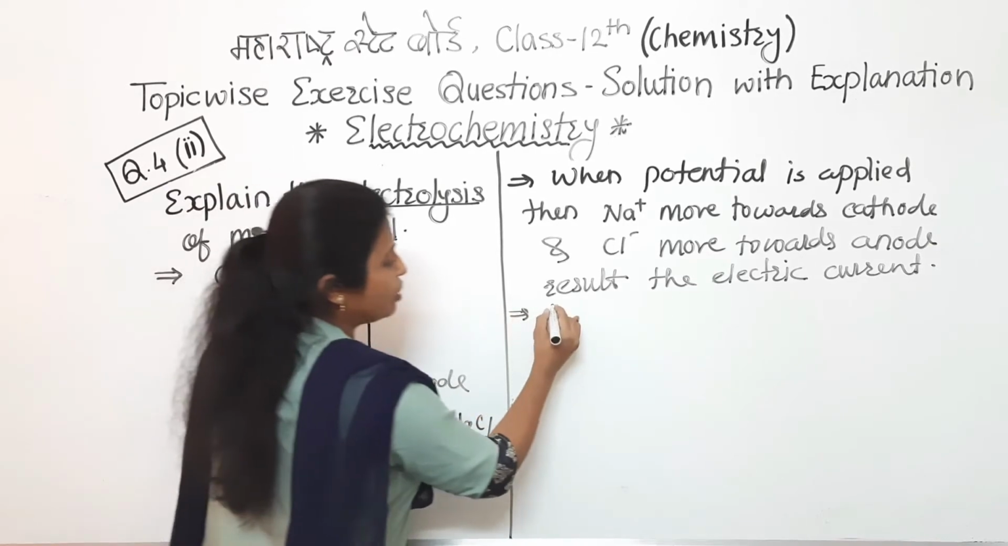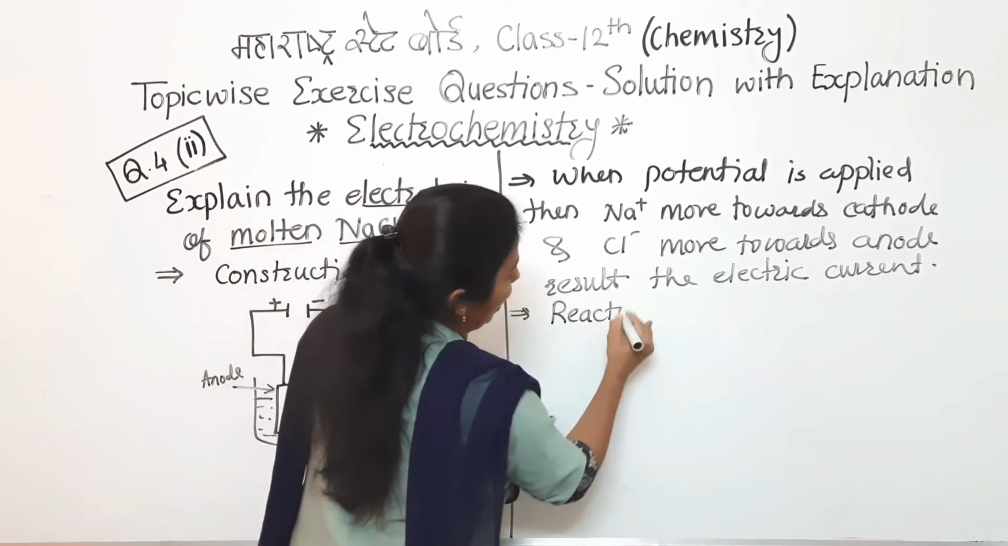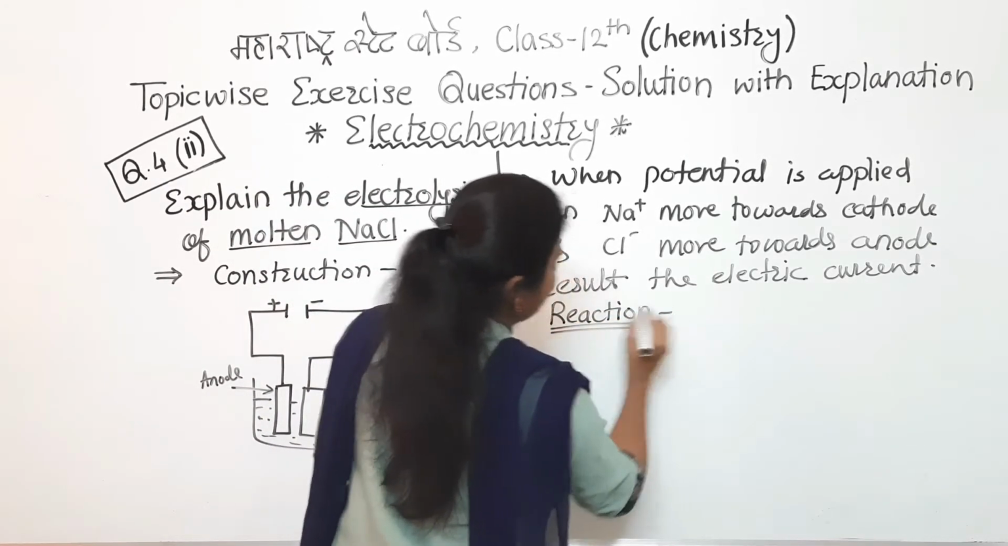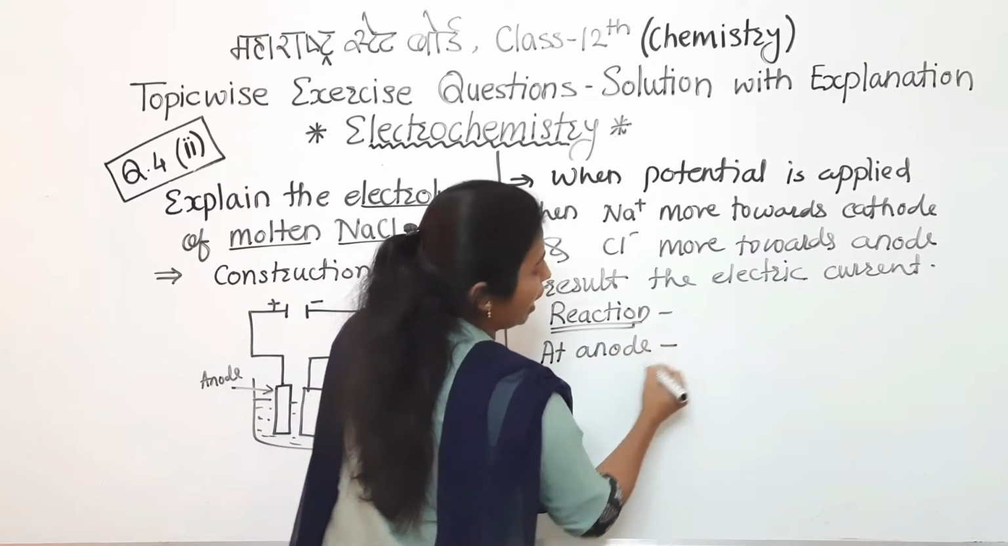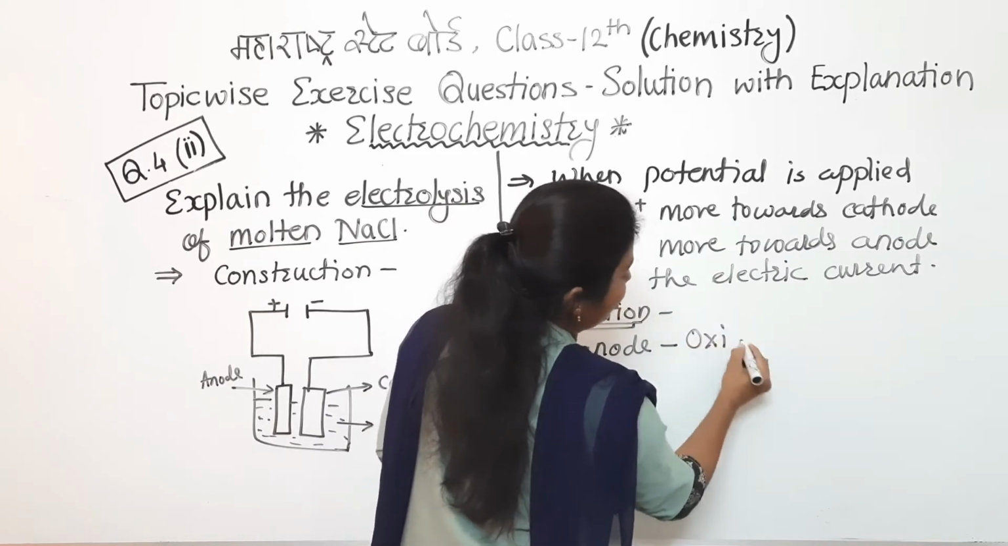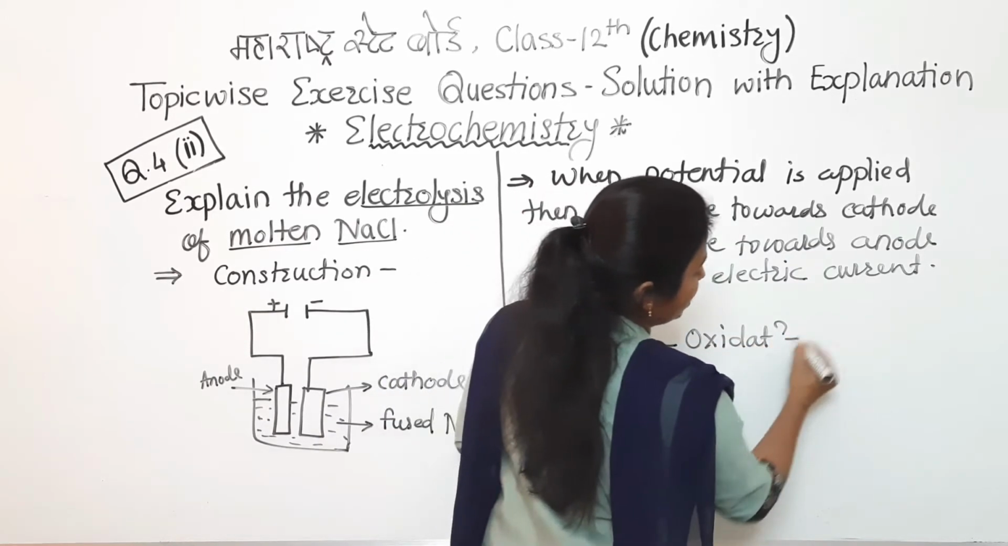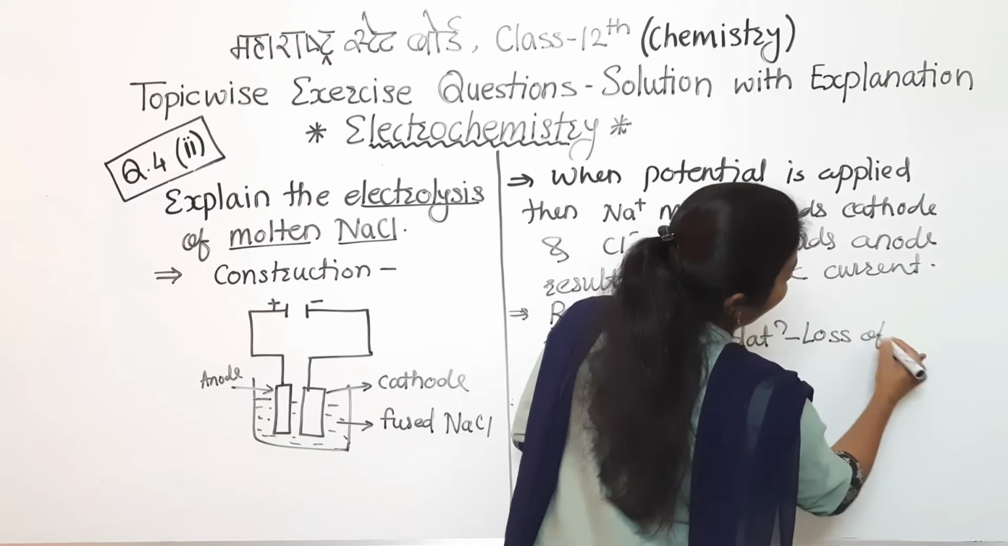Now see, what will be the reaction at anode and cathode? That part we will discuss. Firstly, we'll discuss the reaction at anode. At anode, which reaction takes place? That is the oxidation. Oxidation is nothing but the loss of electron.